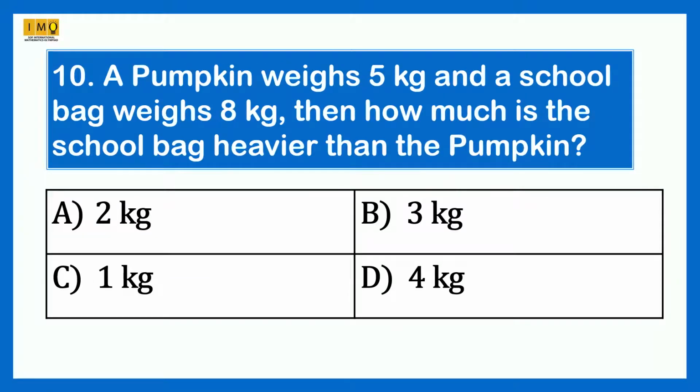A pumpkin weighs 5 kg and a school bag weighs 8 kg. Then how much is the school bag heavier than the pumpkin? School bag is 8 kg and pumpkin is 5 kg. So the school bag is 8 minus 5, that is 3 kg heavier than the pumpkin. So the answer is option B, 3 kg.